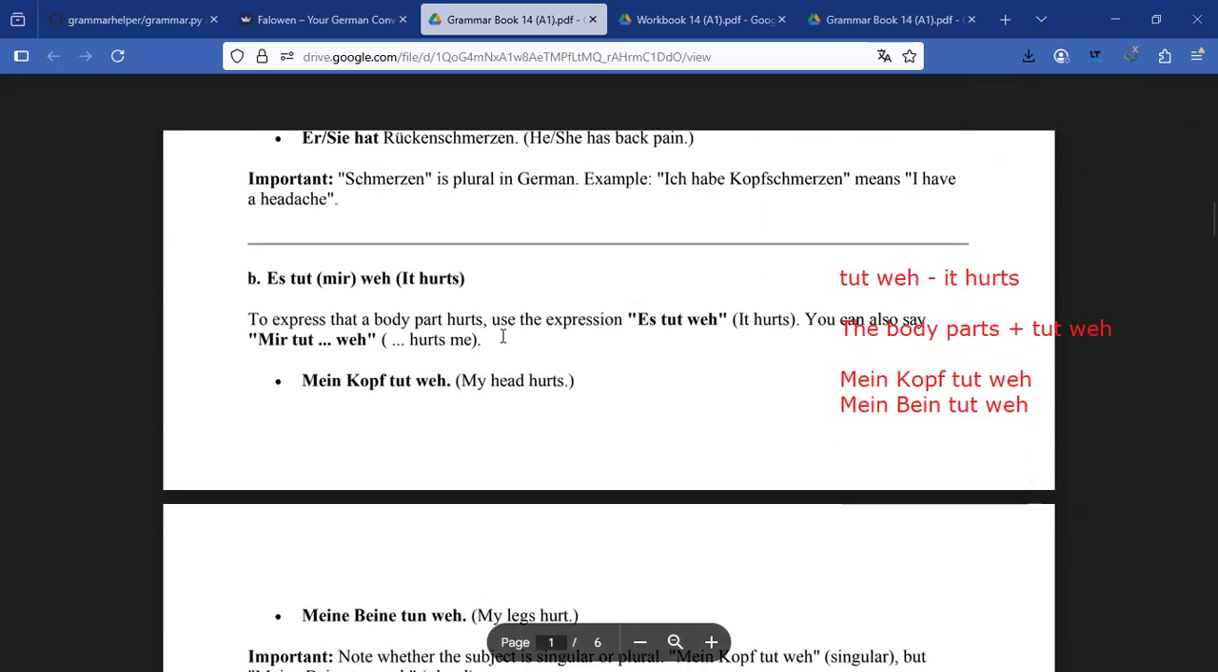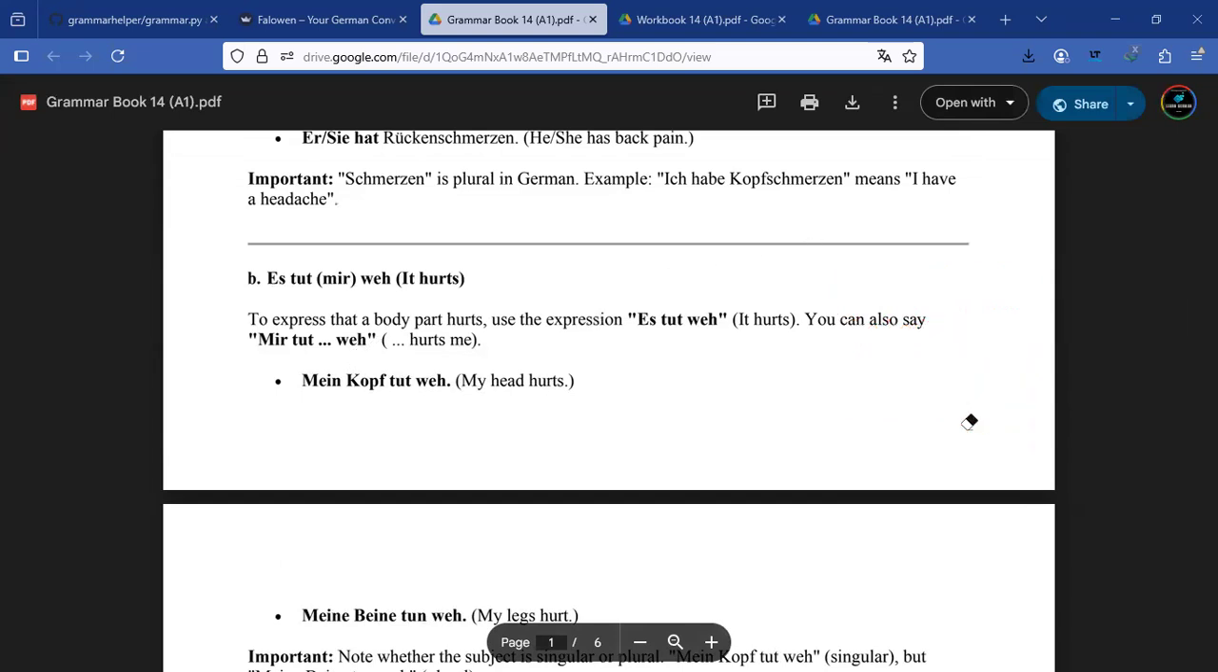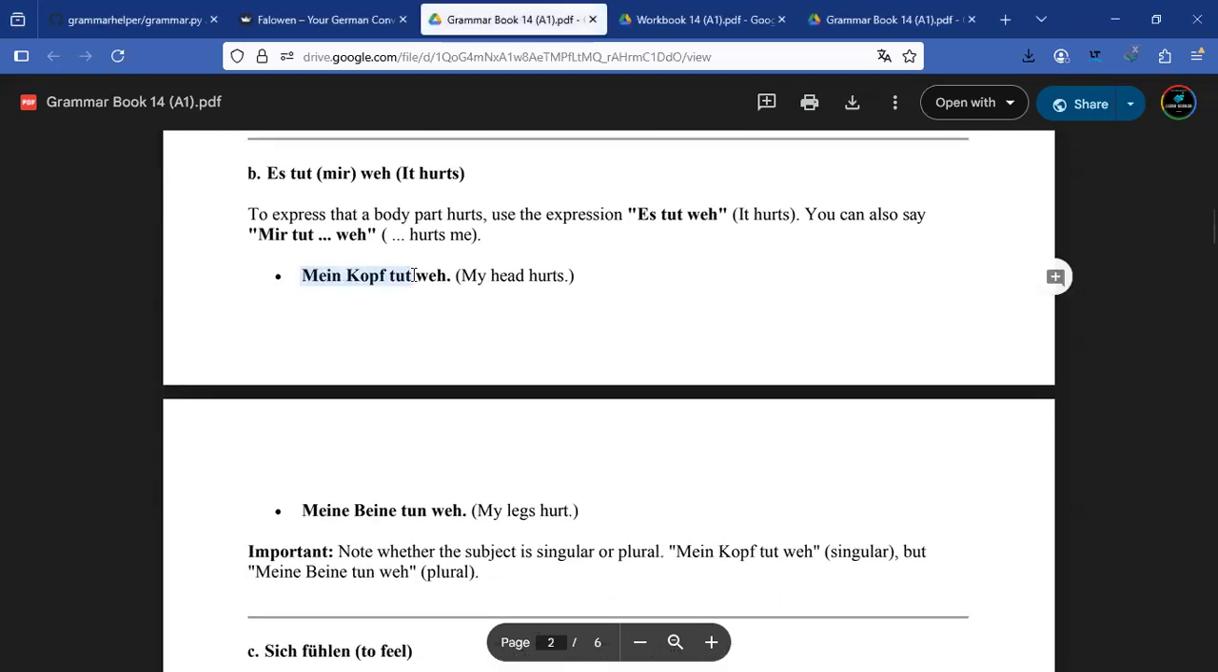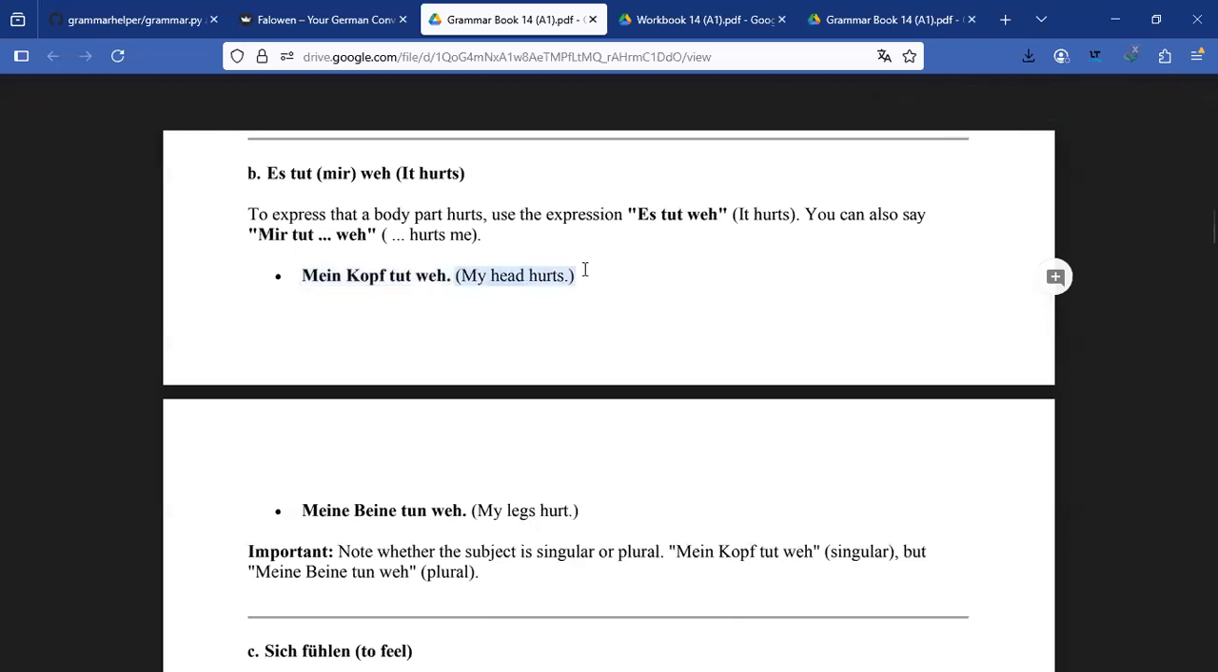And sometimes you don't want to use the body part, but you want to replace it with a pronoun, right? So in that context, you can also say "es tut weh", and that's going to imply that it hurts. So if you check here, we have "mein Kopf tut weh." That means that my head hurts.